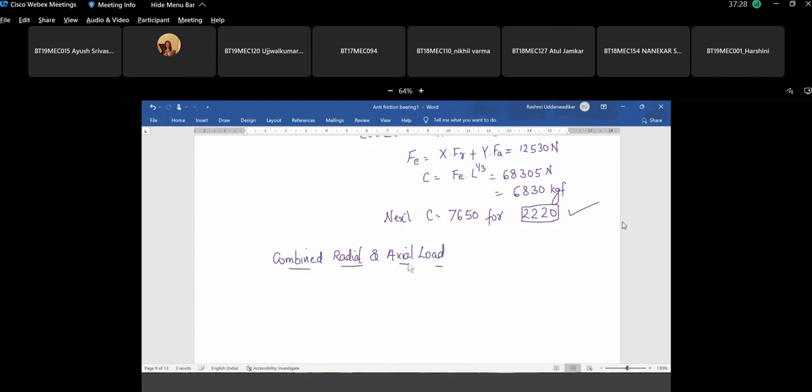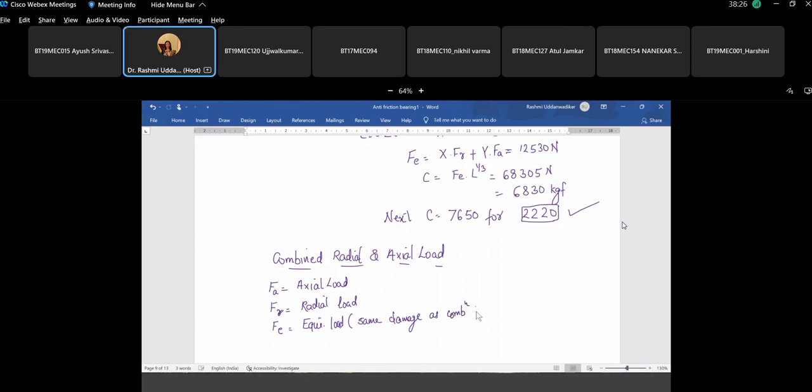Combined radial and axial load. We know that if FA is the axial load or the thrust, thrust is the same as axial load. If FR is the radial load, and the equivalent load FE, by definition, is the load that does the same amount of damage as combined FA and FR. This is the equivalent load, which causes the same amount of damage as combined axial and radial.